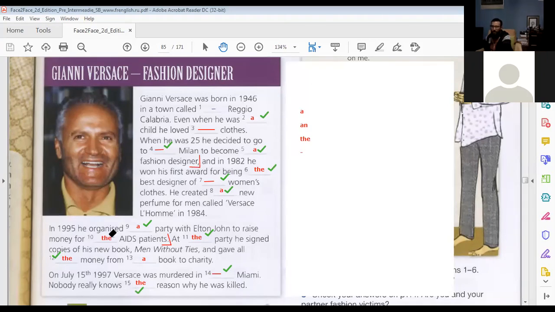Okay, number 10. Why is it wrong? What's the correction? No article for AIDS patients. Yeah, it's the same thing, right? We're speaking generally about AIDS patients. So no article.